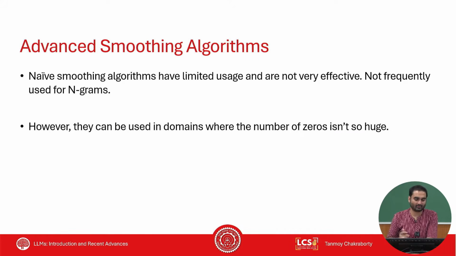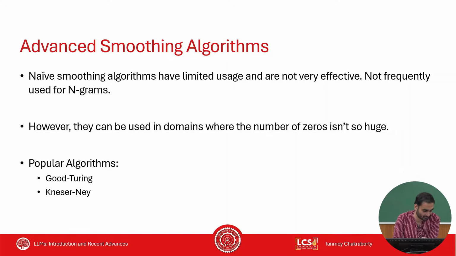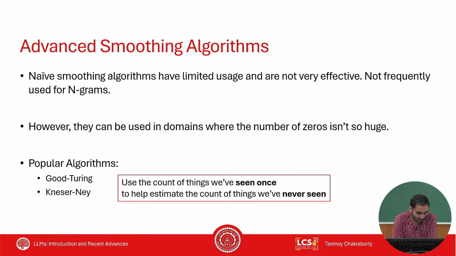All right, so advanced smoothing algorithms, and we will look at two algorithms today: Good-Turing and Kneser-Ney. Some people pronounce it one way, some people pronounce it another way. Okay, so what is the intuition here? The intuition is we use the count of things we have seen once to estimate the count of things we have never seen.